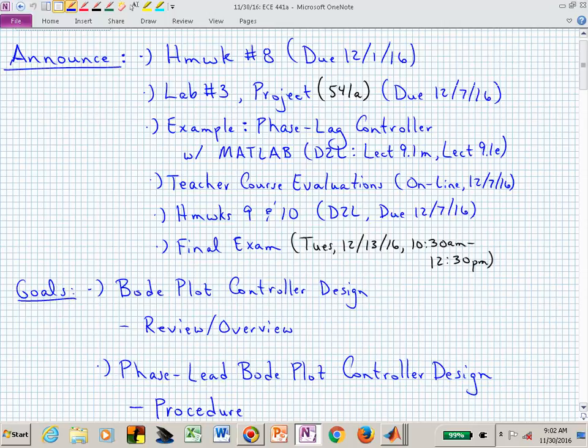And if you're holding off on doing lab number 3 because you don't have lab number 2 back yet, don't hold off. You don't need lab number 2 to complete lab number 3. You simply need the transfer function from lab number 1 to continue for lab number 3.